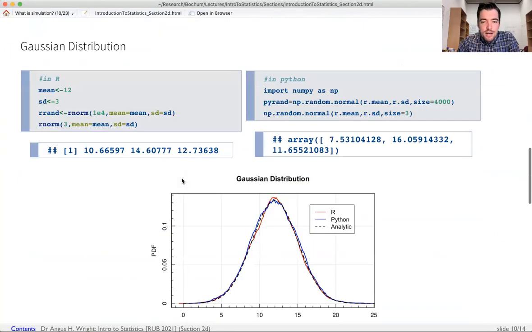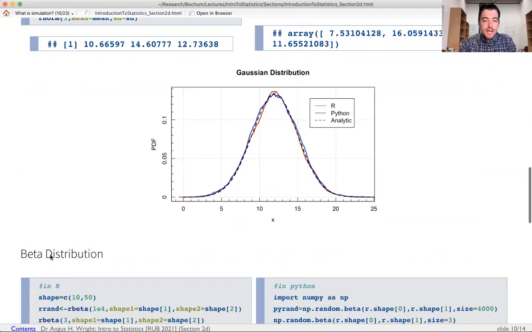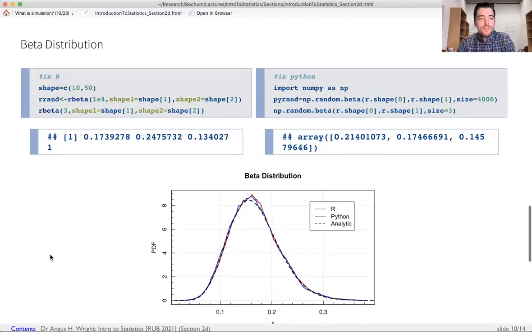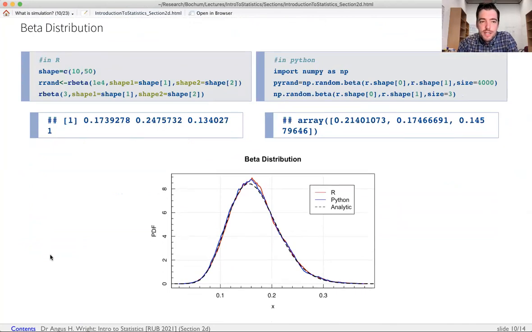Again, same thing with the Gaussian distribution, using rnorm in R and random normal in Python. Again, for the Gaussian distribution, we have to specify the mean and the standard deviation. And you end up with, again, similar behavior. And the last, oh no, there's 2 more. The second last one I'm going to show you is the beta distribution. Again, rbeta. The beta distribution, you'll remember, is governed by 2 shape variables, shape 1 and shape 2. And here I've chosen those to be 10 and 50 again.